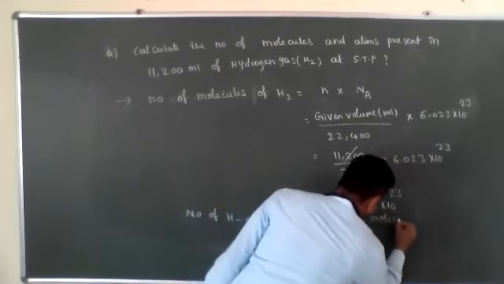Two molecules equal to one atom? Not so. Two atoms is equal to one molecule. Two hydrogen atoms is equal to one molecule. Two H2 molecules is equal to 4 atoms. Understood?